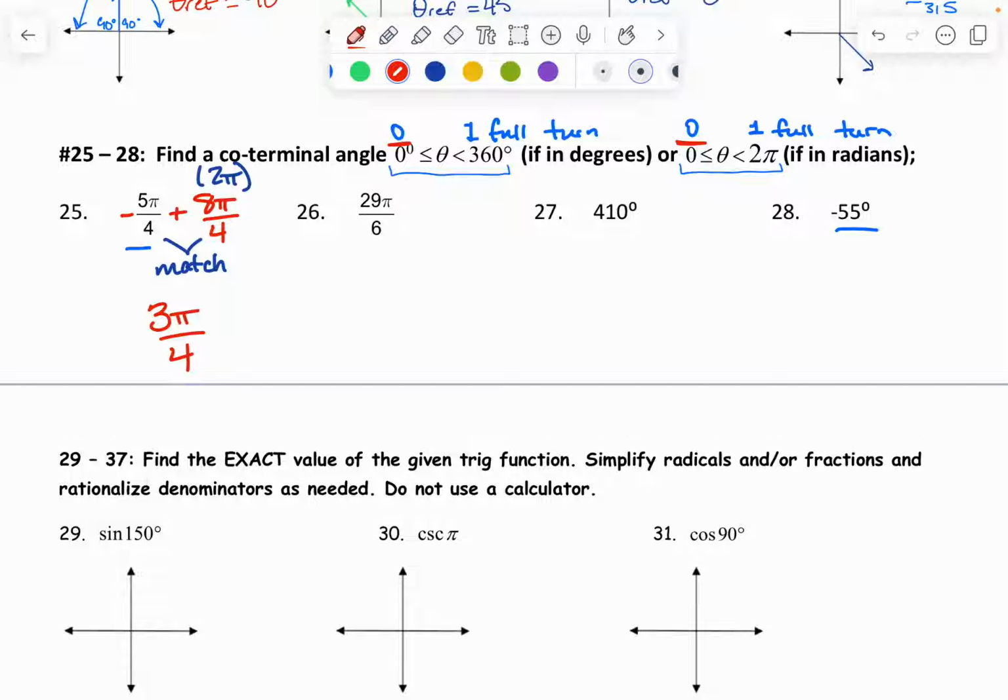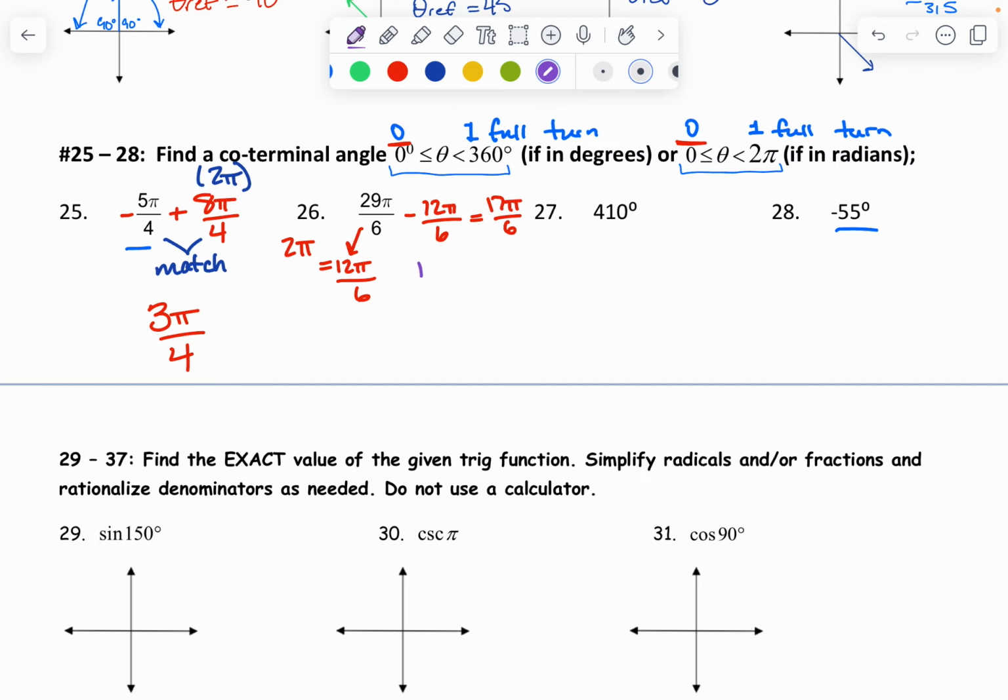Now, 26, this angle is way too big, because for this one, 2 pi, when you have a denominator of 6, equals 12 pi over 6. 29 is way bigger than that. And you might realize, if I give this a negative turn, like I take away 12 pi over 6, it's actually still going to be too big. It's going to be 17 pi over 6, still more than 2.